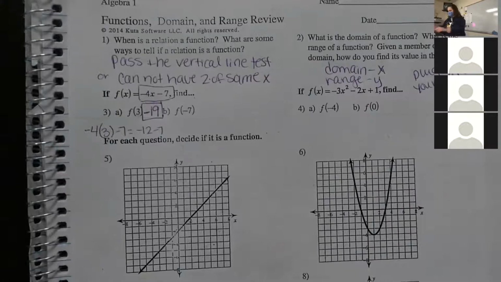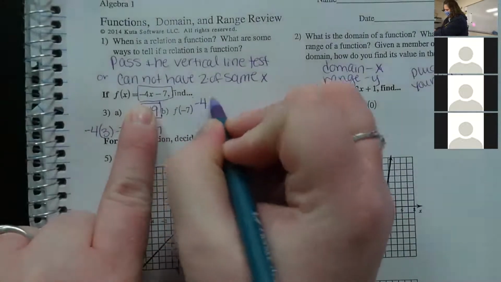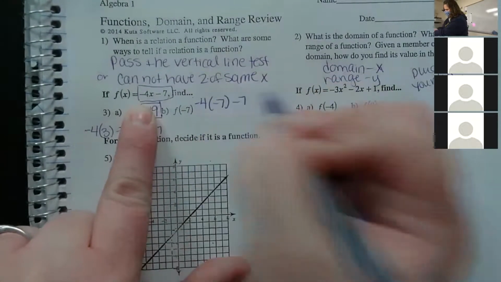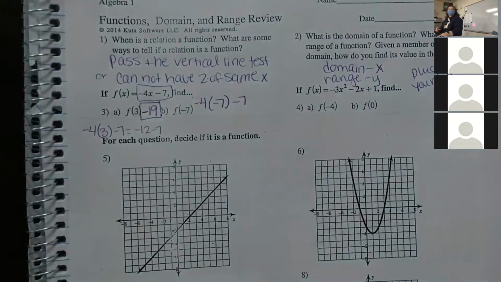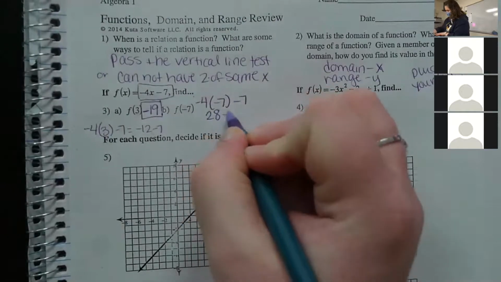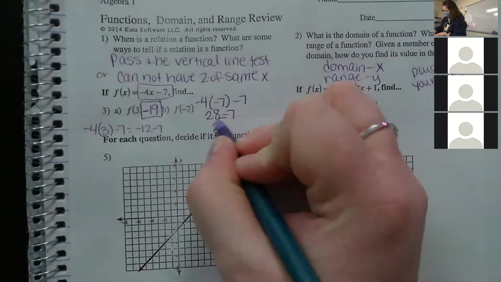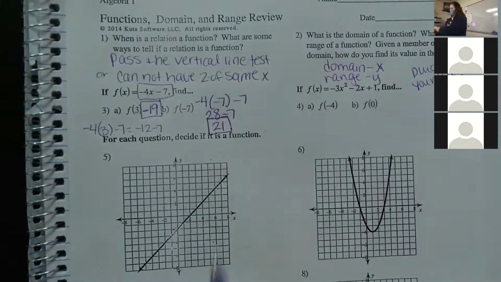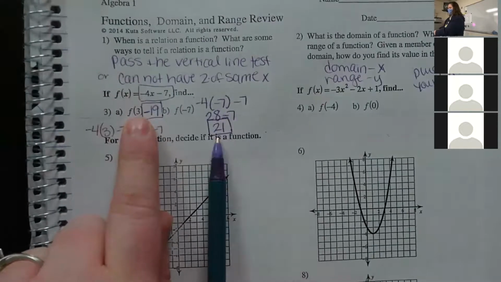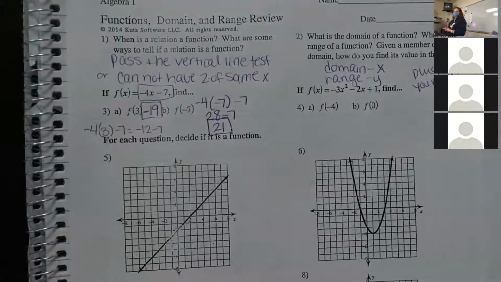All right, so A, the answer is negative 19. Okay, B, we're going to put in that negative 7 wherever we see that X. So we have negative 4 times negative 7 minus 7. A negative 4 times a negative 7 is 28. 28 minus 7, 21. So each one of these will be like a point. We'll grade them separately. So you have negative 19 and then you have 21.